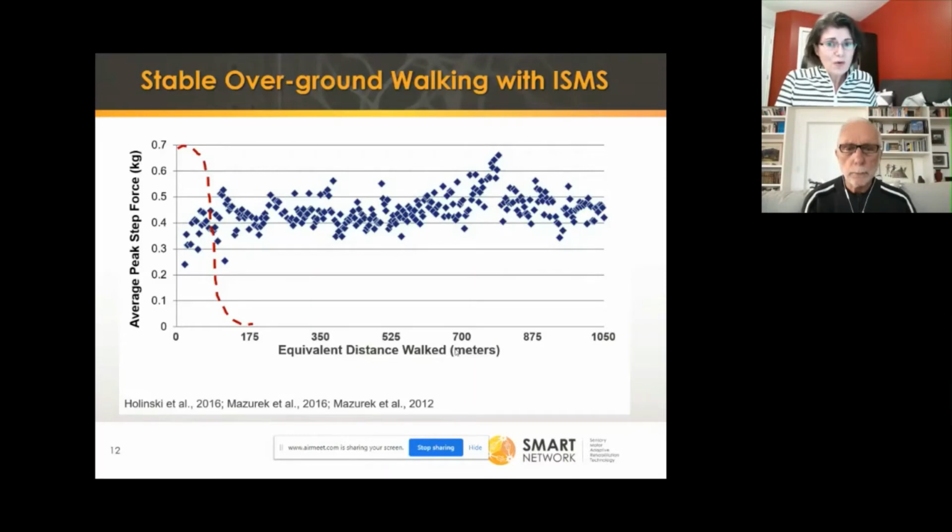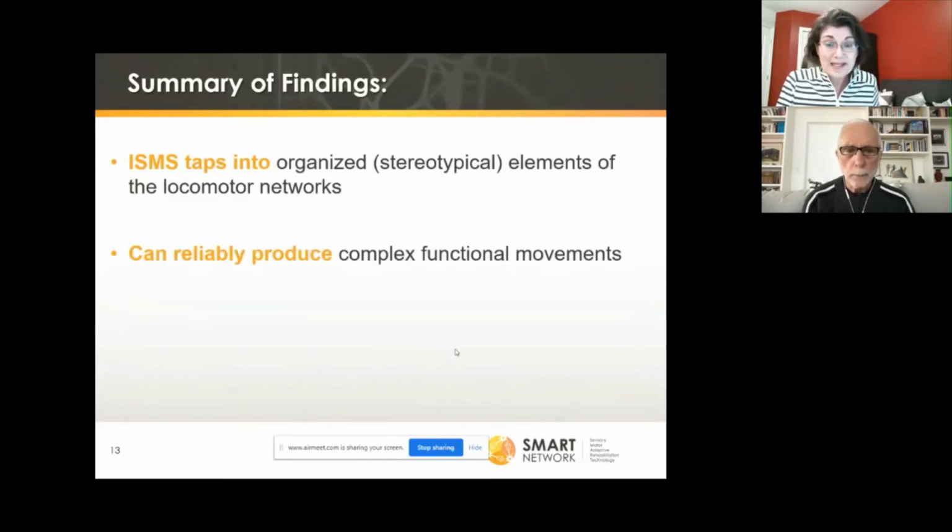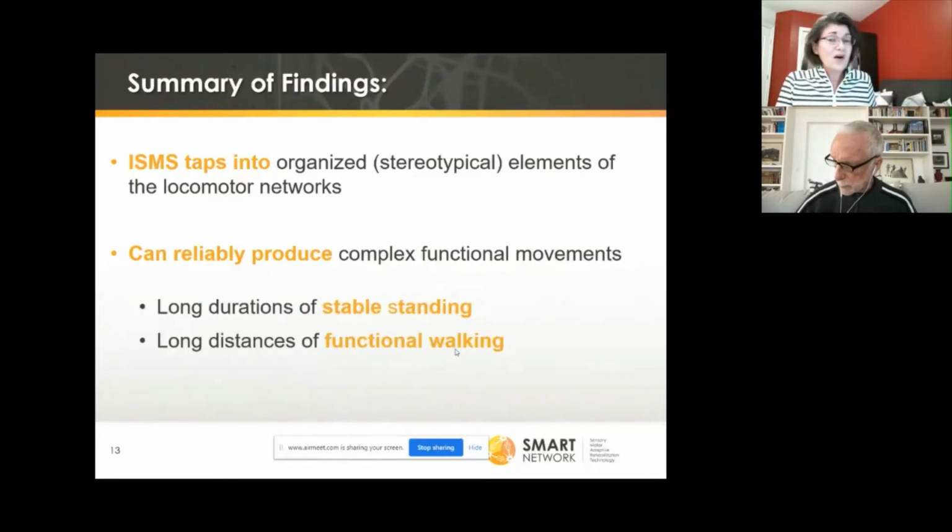So to summarize our findings on the intraspinal micro implant, we are convinced that intraspinal microstimulation taps into organized elements of the locomotor networks and can reliably produce complex functional movements, such as long durations of stable standing and long distances of functional walking. And we are now preparing the implant for first in-human testing involving persons with severe spinal cord injury.